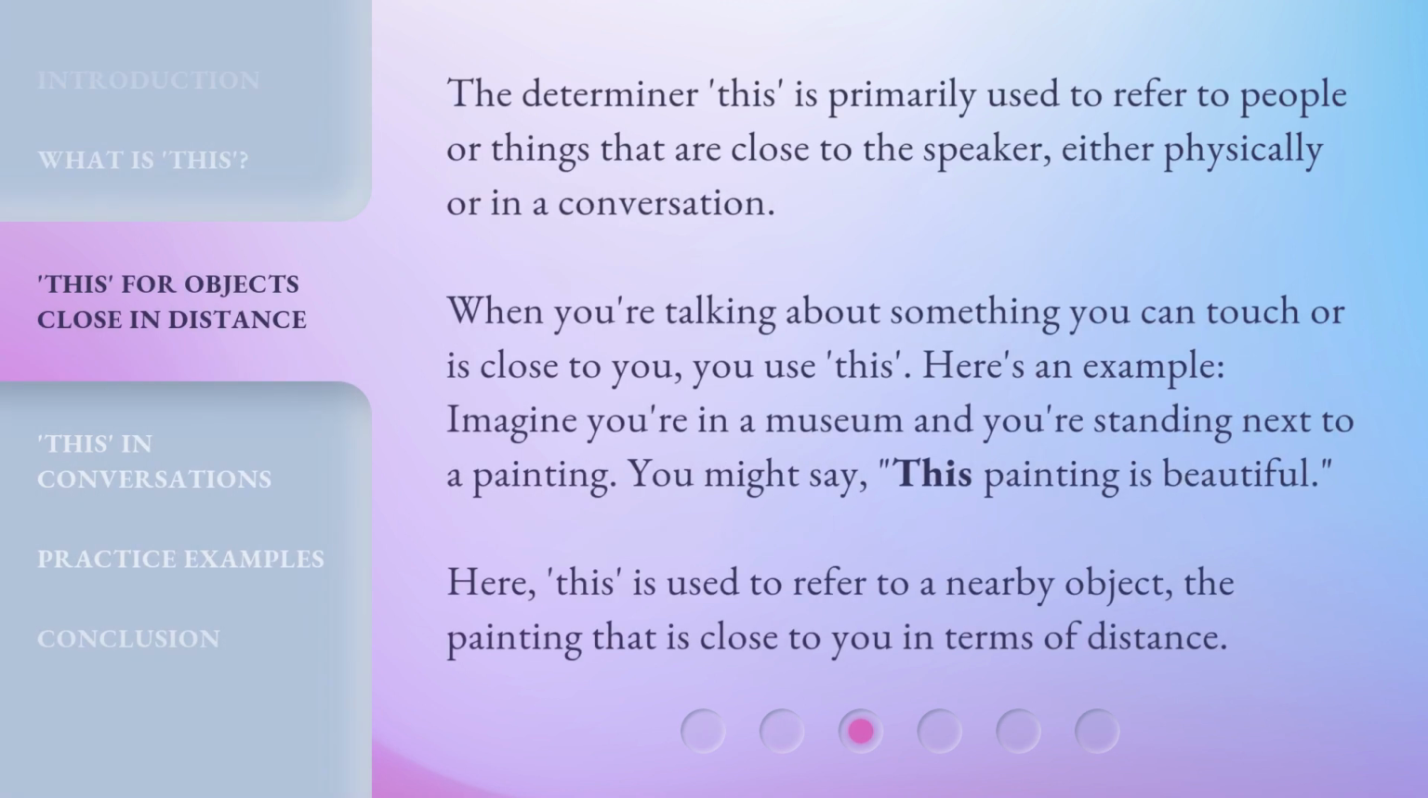The determiner, this, is primarily used to refer to people or things that are close to the speaker, either physically or in a conversation. When you're talking about something you can touch or is close to you, you use this. Here's an example. Imagine you're in a museum and you're standing next to a painting. You might say, "This painting is beautiful." Here, this is used to refer to a nearby object, the painting that is close to you in terms of distance.